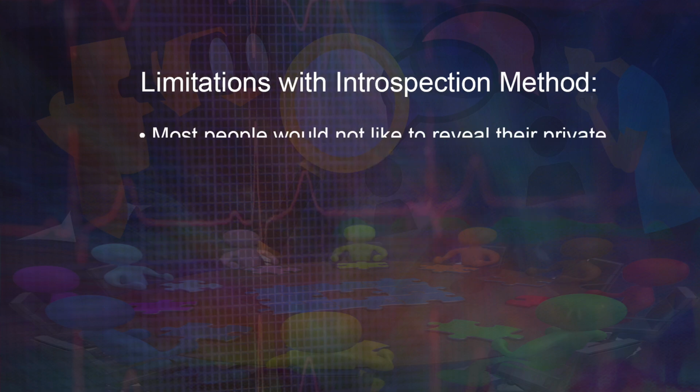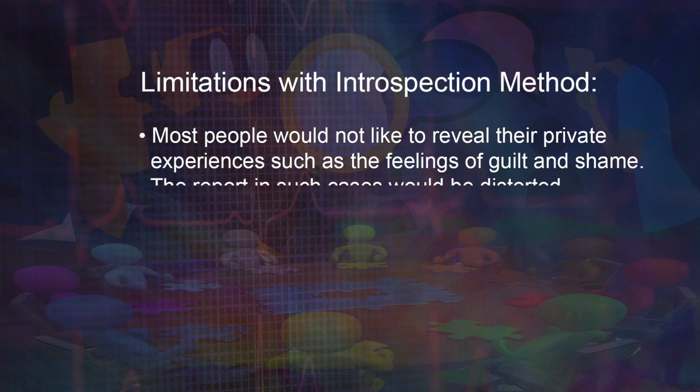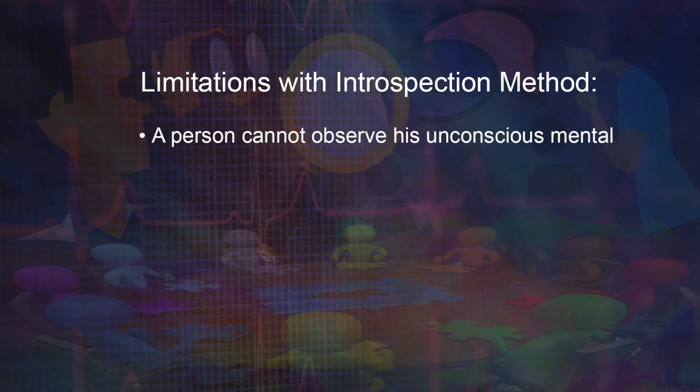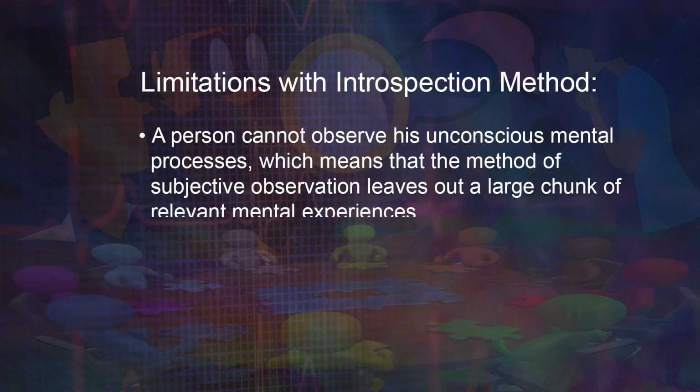Most people would not like to reveal their private experiences, such as the feelings of guilt and shame. The report in such cases would be distorted. A person cannot observe his unconscious mental processes, which means that the method of subjective observation leaves out a large chunk of relevant mental experiences. Also, because observers have to first be trained by the researchers, there is always the possibility that this training introduces a bias to the results.